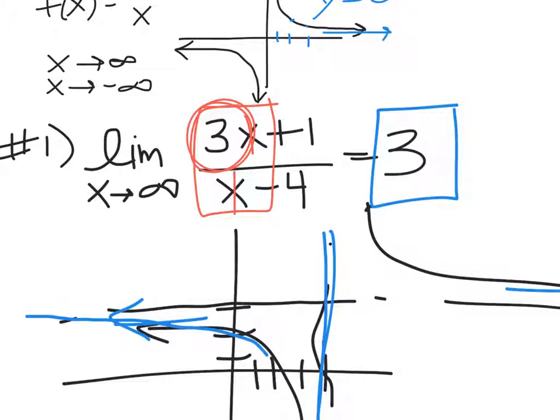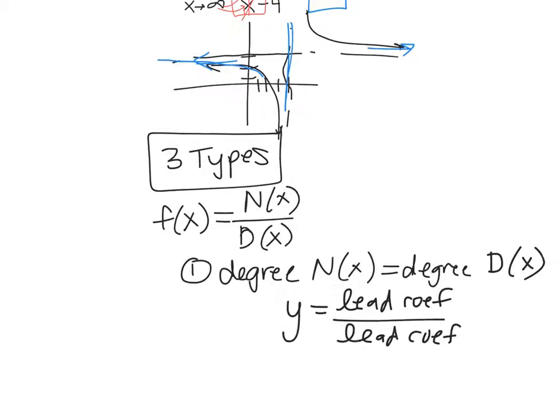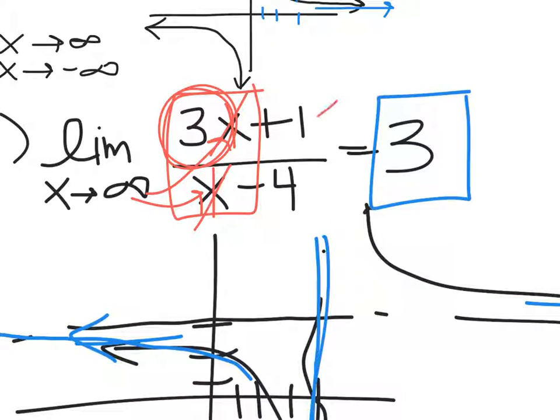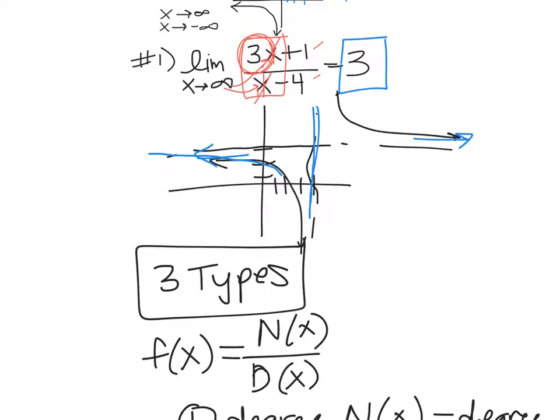And think about it. If you're plugging infinity in for here and here, the infinities are going to reduce each other. This is way out at infinity. Do you think this negative or positive 1 or negative 4 is going to matter way out at infinity? It doesn't. Not at all.